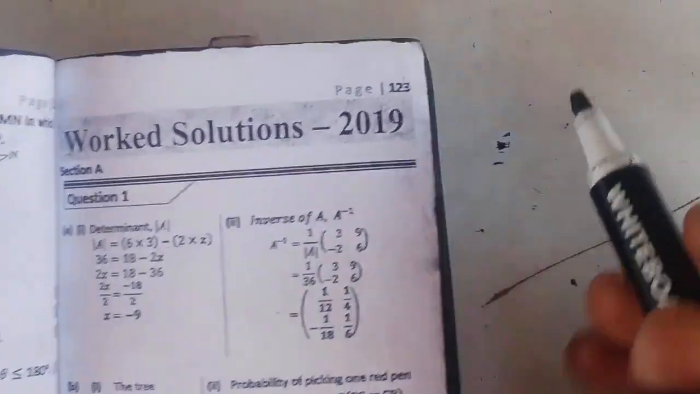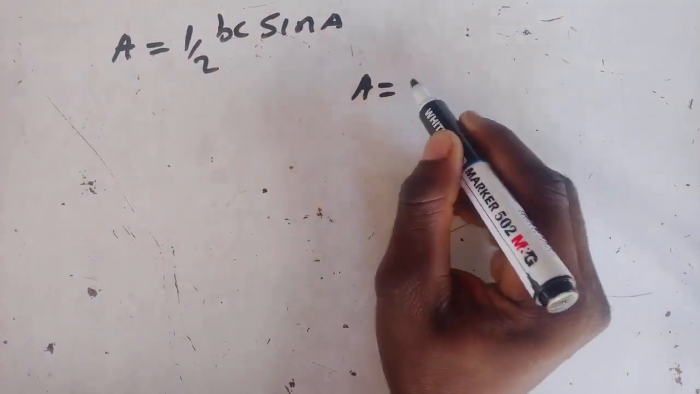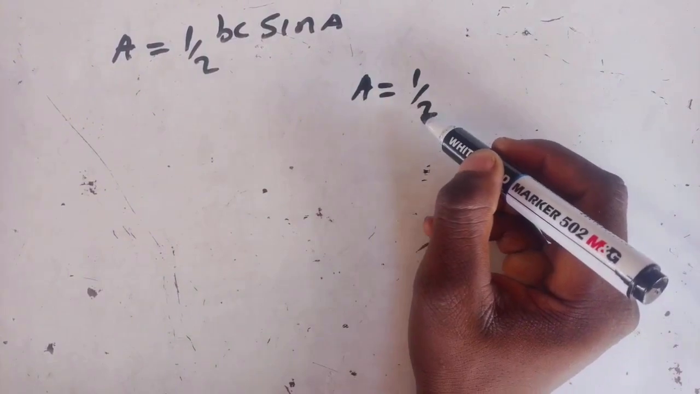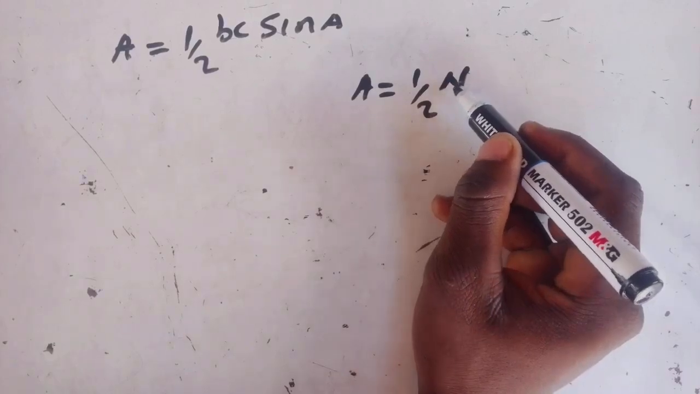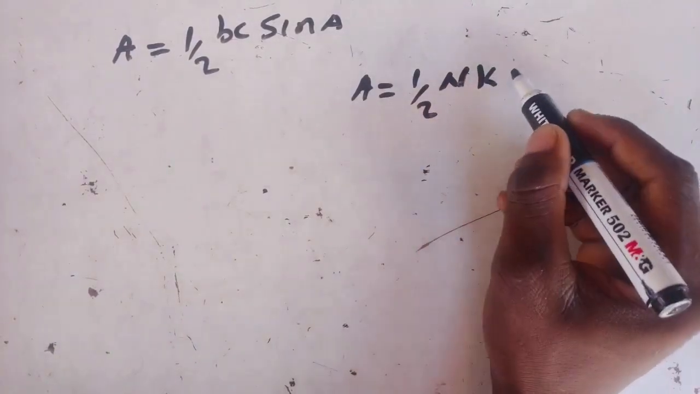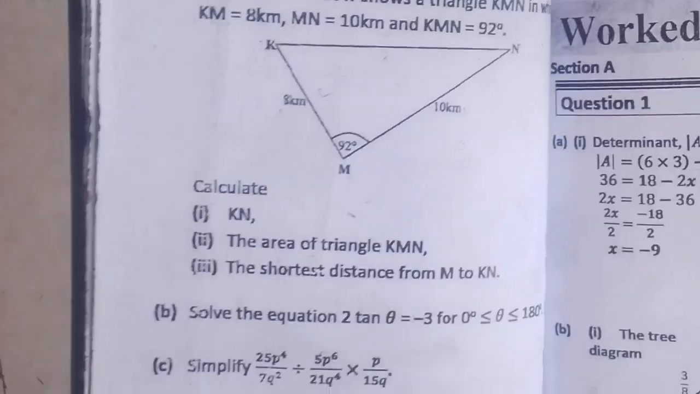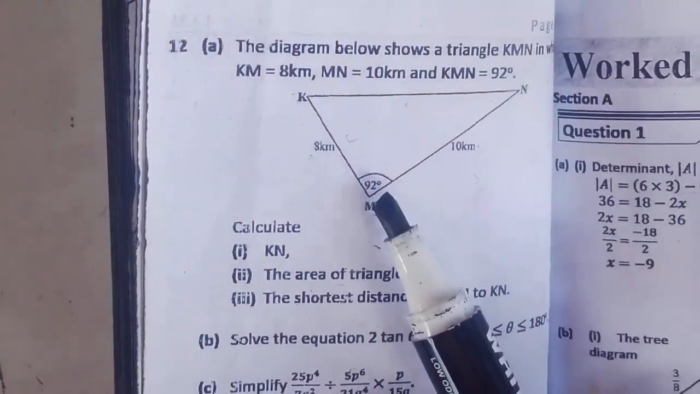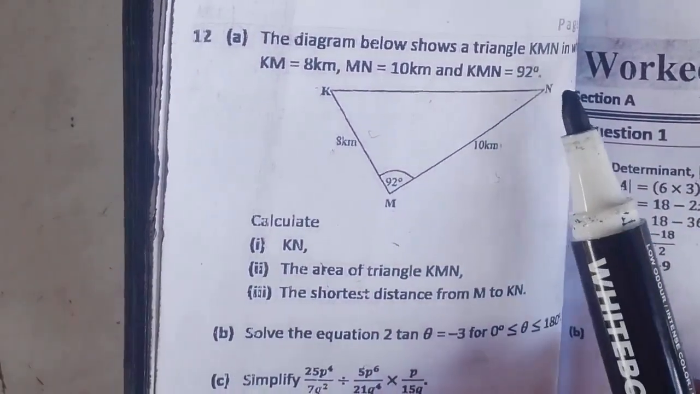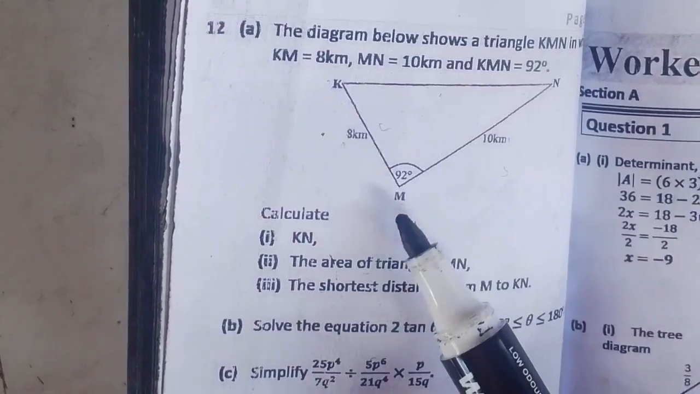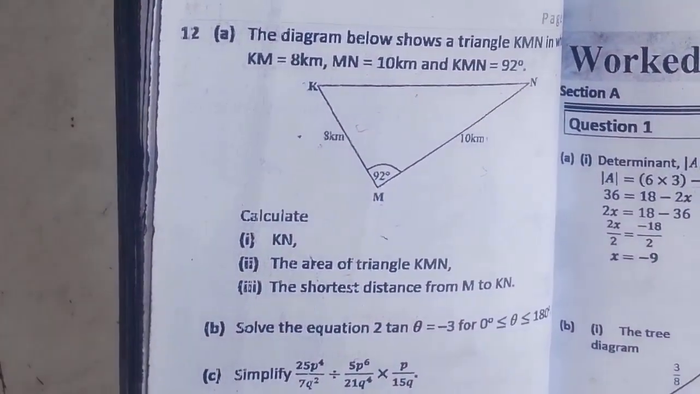Area is equals to 1 over 2 NK sine M, because sine M is the angle given. So we're going to have our area as area is equals to 1 over 2 N multiplied by K multiplied by sine M, which is this one. Okay, so let's now calculate.